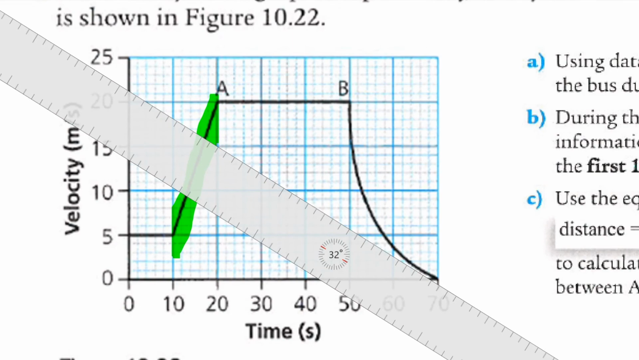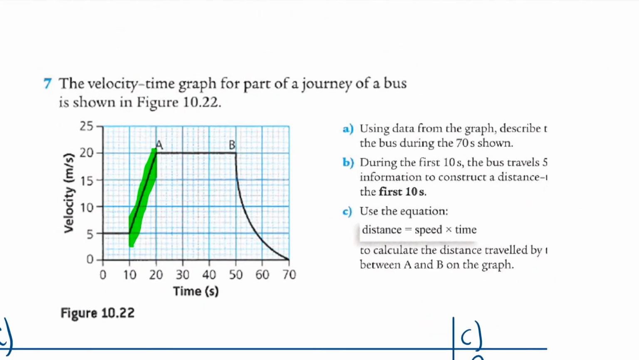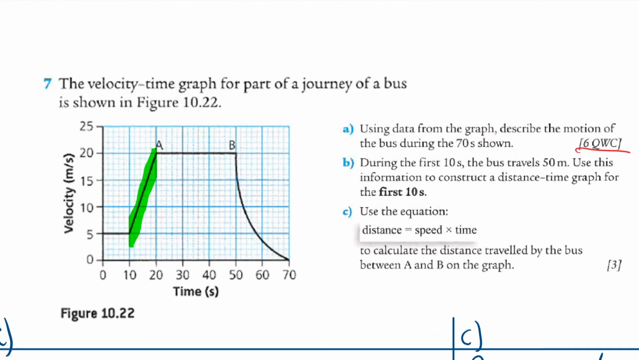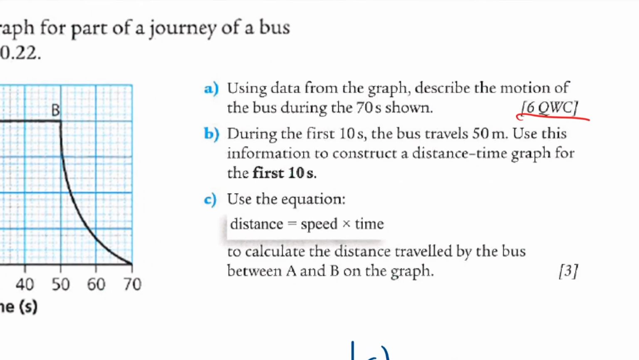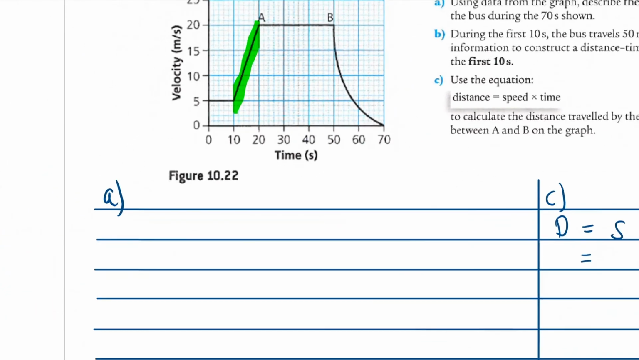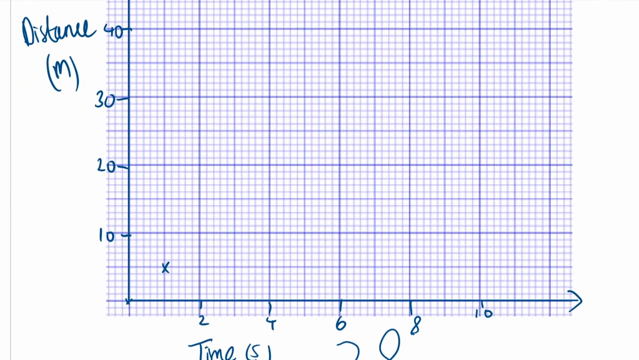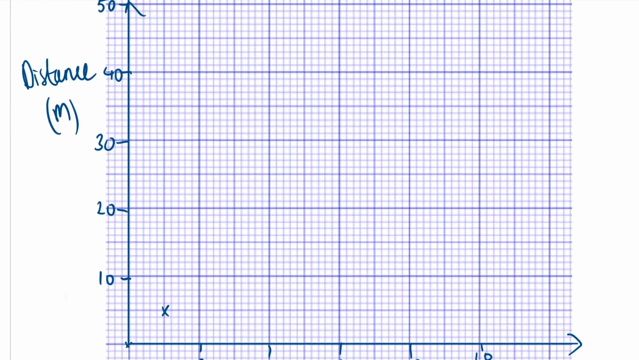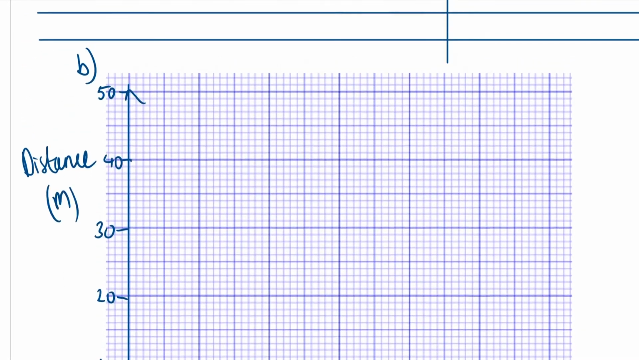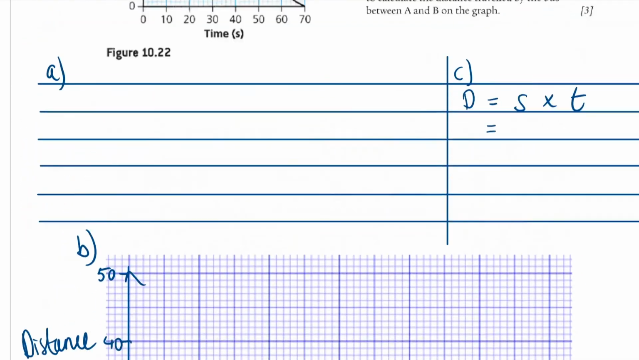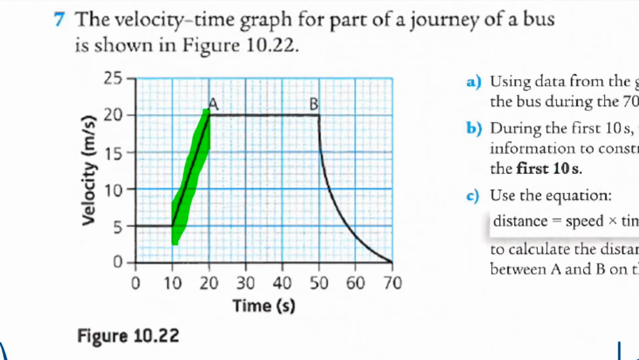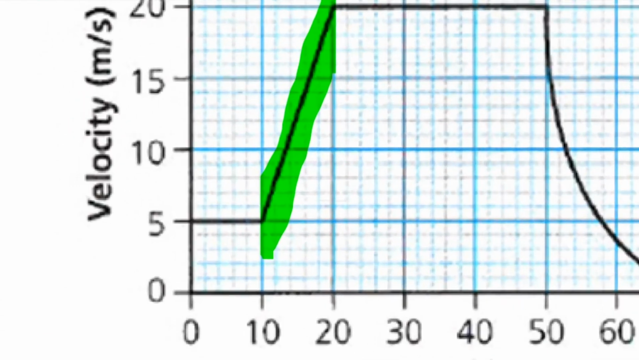That's part A. Part B. During the first 10 seconds, the bus travels 50 meters. Use this information to construct a distance time graph for the first 10 seconds. Now, just to help you with this, I've just drawn out some axes underneath. Simple axes going up to 10 seconds, distance going up to 50 meters. And every second, the bus is traveling. Well, it's the first part. It's looking at the first 10 seconds.